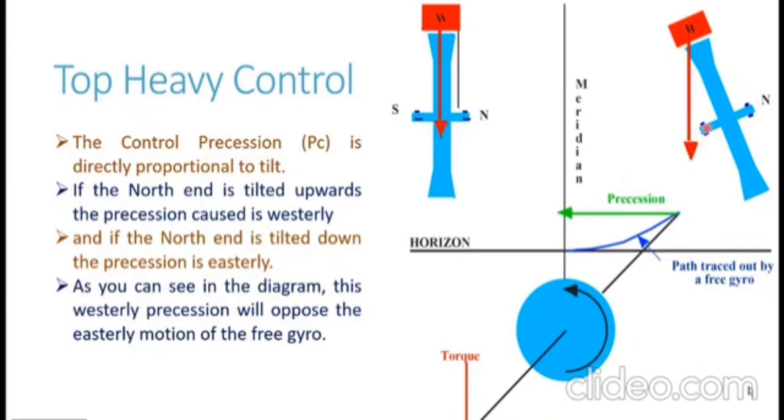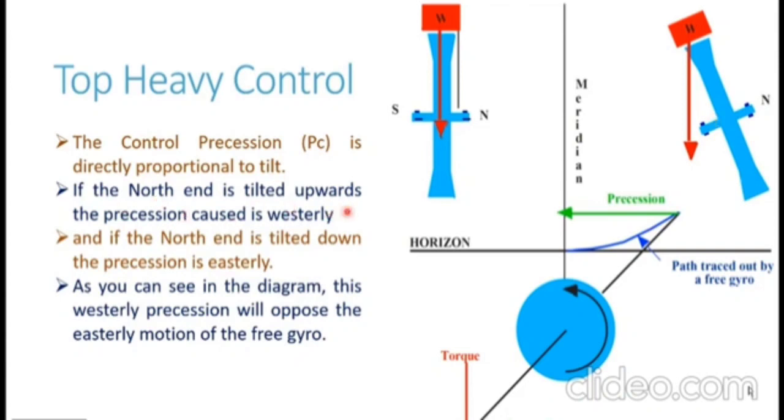Now you can easily visualize that as the tilt of the spin axis increases more and more, the difference between the weight acting downwards and the center of gravity of the rotor is also going to increase more and more. So the lever is becoming more and more as the tilt increases, telling us that the control precession which is generated is directly proportional to tilt. This is a very important relationship which we will be using in our further understanding of the gyro compass.